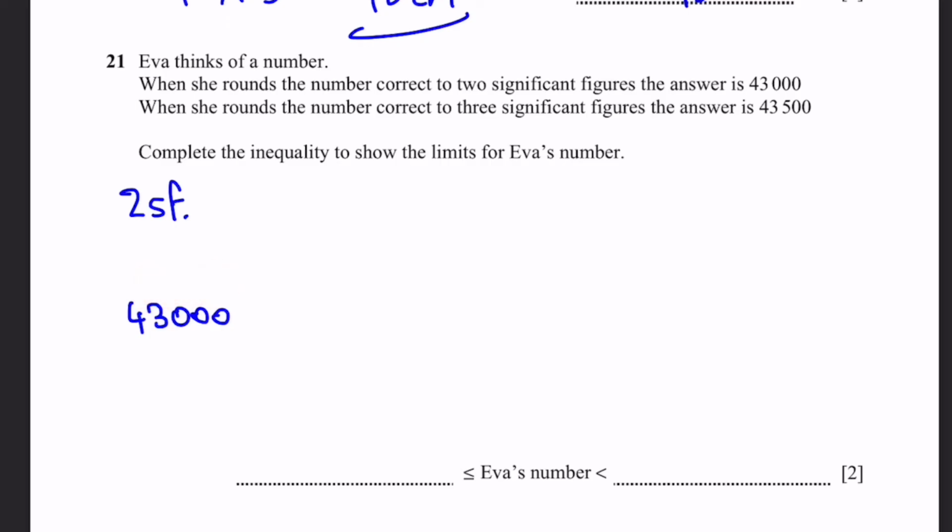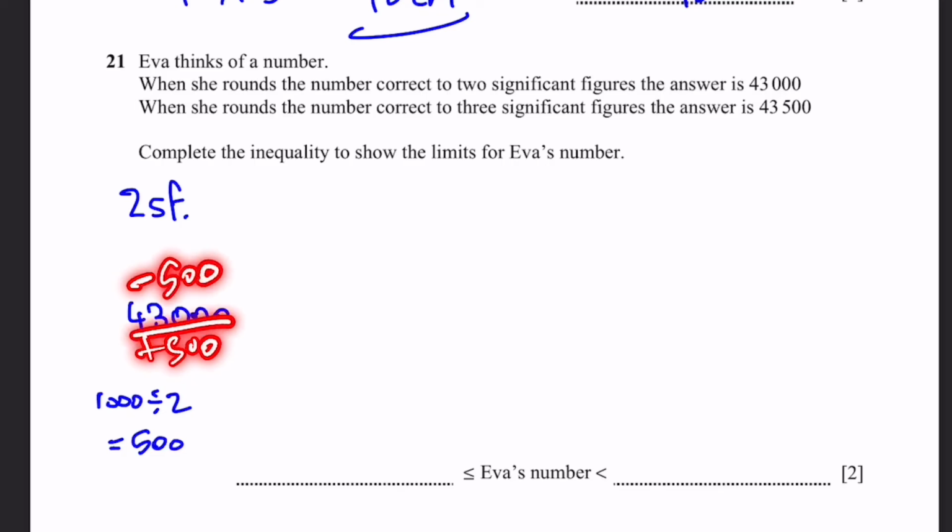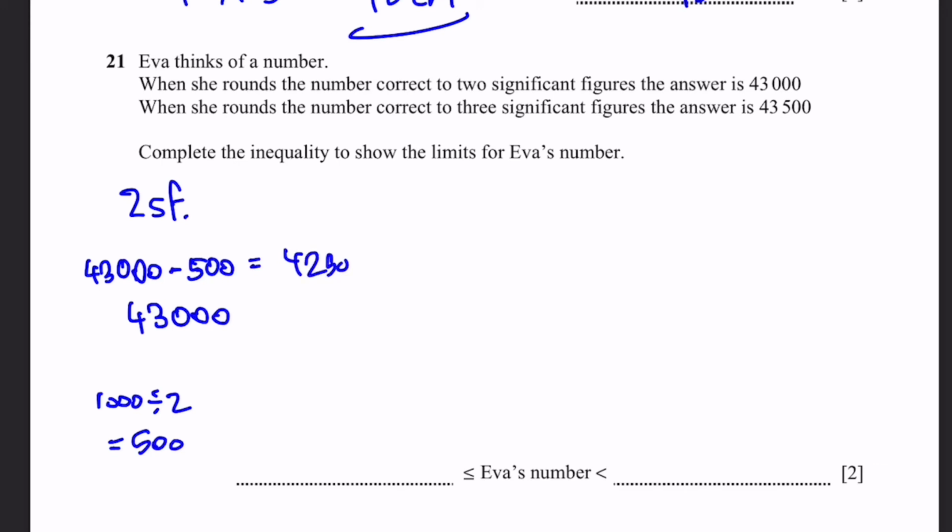There's thousands. So first we divide 1000 by 2. 1000 divided by 2 is 500. And then we just add and subtract 500 from this number here, 43,000, to get the lower and upper bounds. When we subtract 500, 43,000 minus 500 is equal to 42,500, which is the lower bound. And now 43,000 plus 500 is equal to 43,500, which is the upper bound.